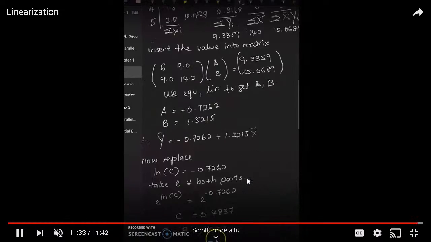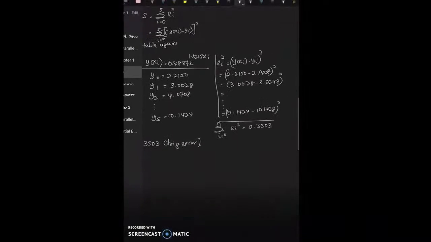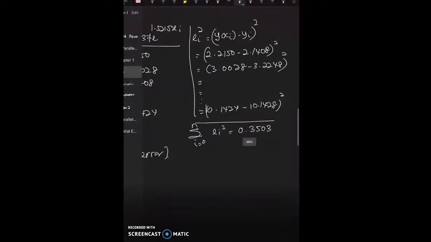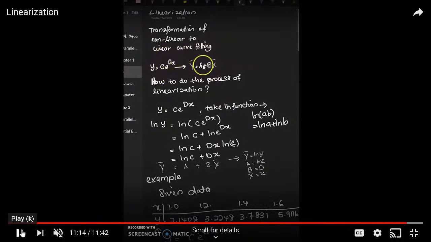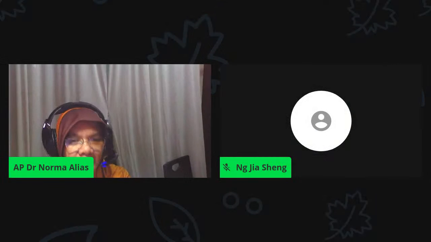For this lesson, we just have one extra step. What is that? Transform from the nonlinear to the linear form by using linearization. For example, y equals c exponent dx to y bar equals a plus bx. All right, so there are so many examples here. I will share them with you. Okay, stop sharing.